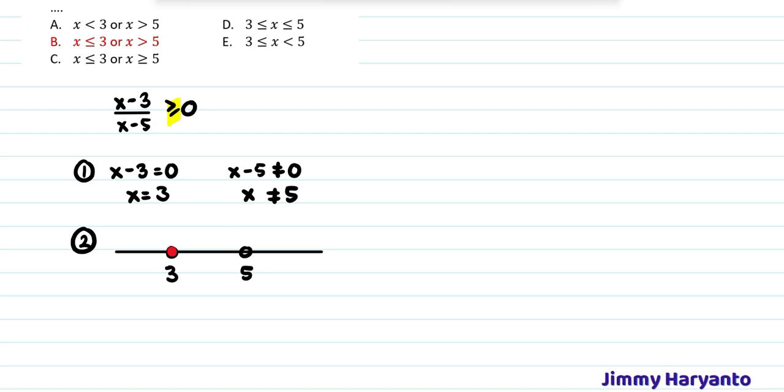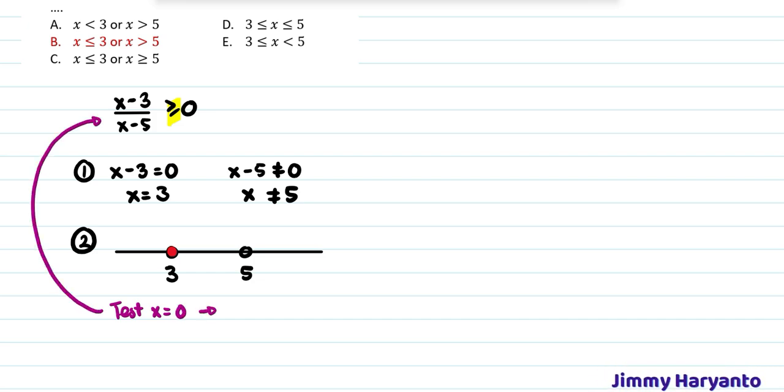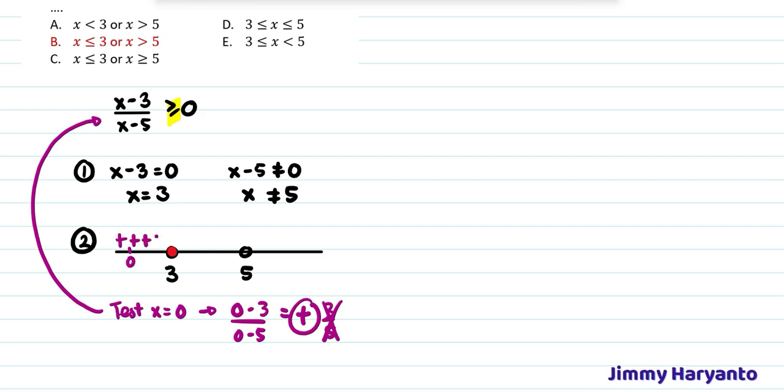And then third, you have to test for a value of x. Let's say x equals to 0. And then you input it right there. It means 0 minus 3 over 0 minus 5. The answer is positive 3 over 5. We don't need the 3 over 5. We only need the positive. 0 is right here. That means this one is positive. And then passing through 3, you'll get negative. Passing through 5, you'll get another positive.